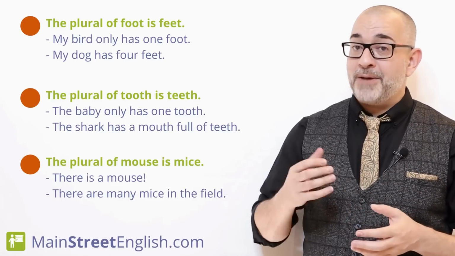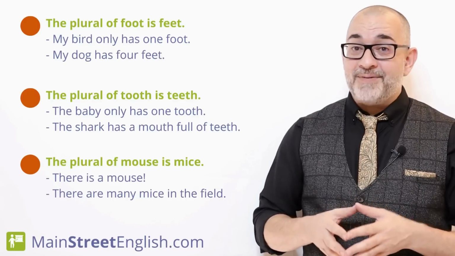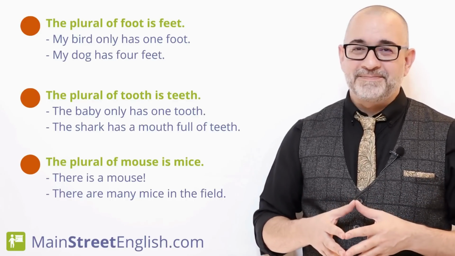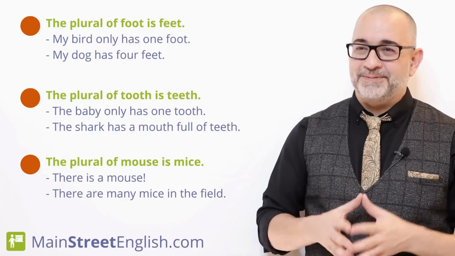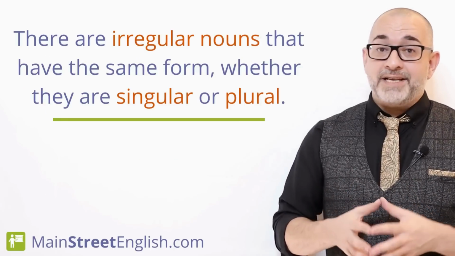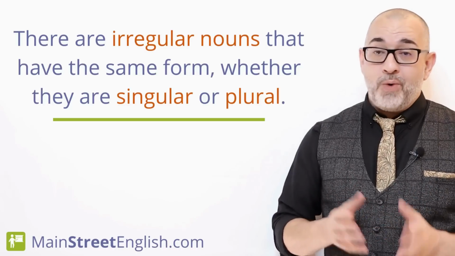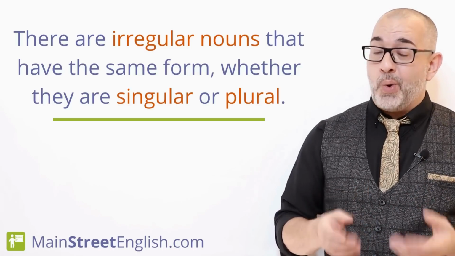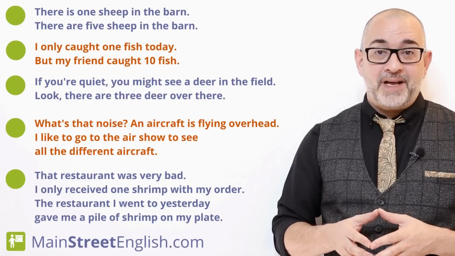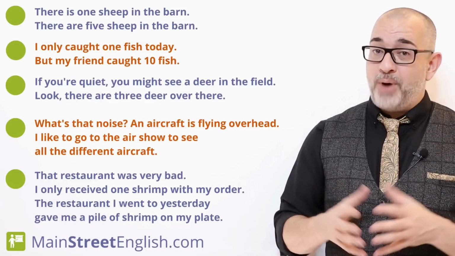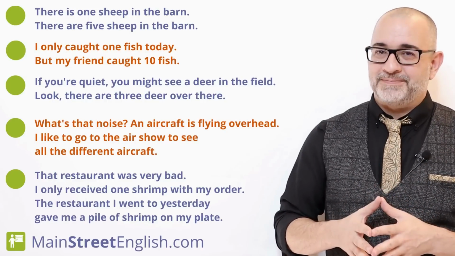Mouse and mice. Do you see? There is a mouse. There are many mice in the field. And there are irregular nouns that have the same form, whether they are singular or plural. Words like sheep. There is 1 sheep in the barn. There are 5 sheep in the barn.